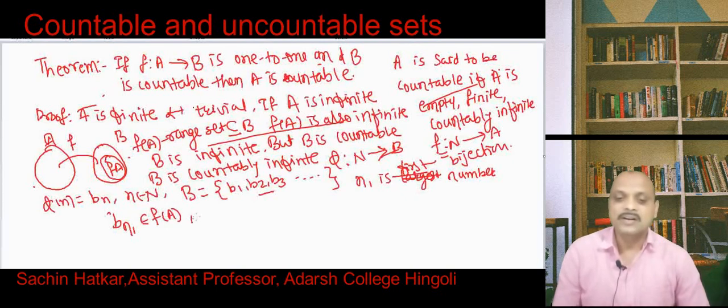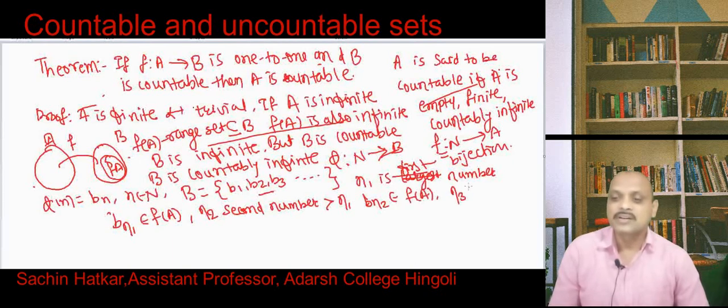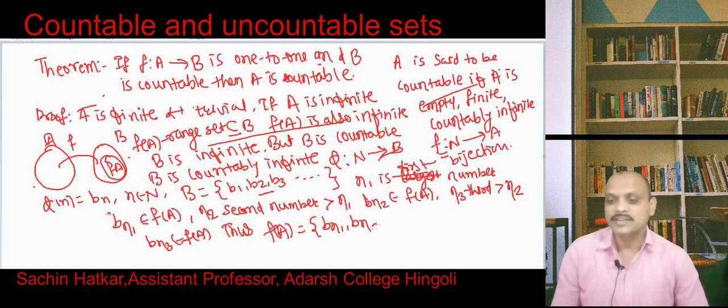Now we have n2 as the second number which is greater than n1 and is such that Bn2 belongs to f of A. Similarly, n3 is the third number which is greater than n2 and then Bn3 belongs to f of A. Then we get that f of A equals Bn1, Bn2, and so on.